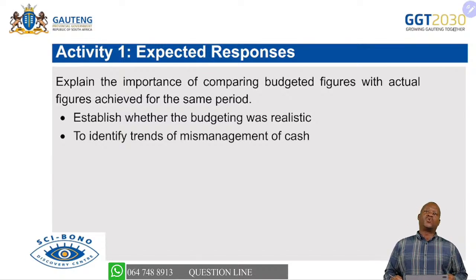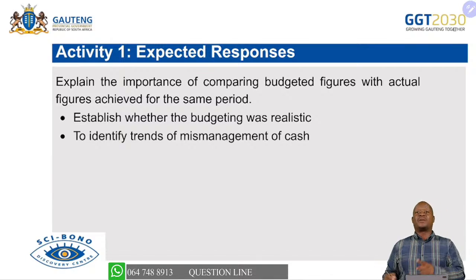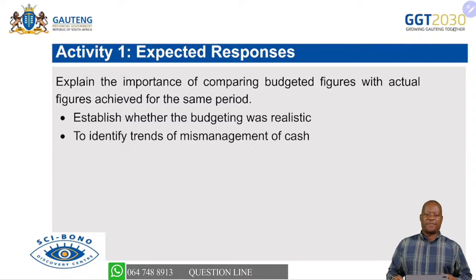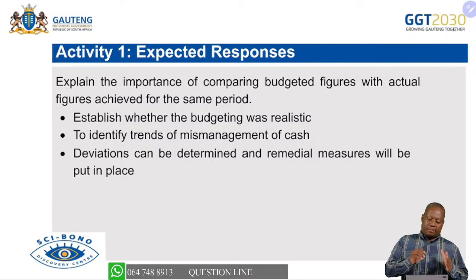The second thing is to identify trends of mismanagement of cash. So sometimes we budgeted 2,000 and then actually we are spending 1,000. It means our budgeting is not realistic. Or sometimes we are budgeting 2,000, we are spending 5,000 because we are wasteful. So if we are not managing our cash well, we need to identify this by doing a comparison between our projected and our actual figures.